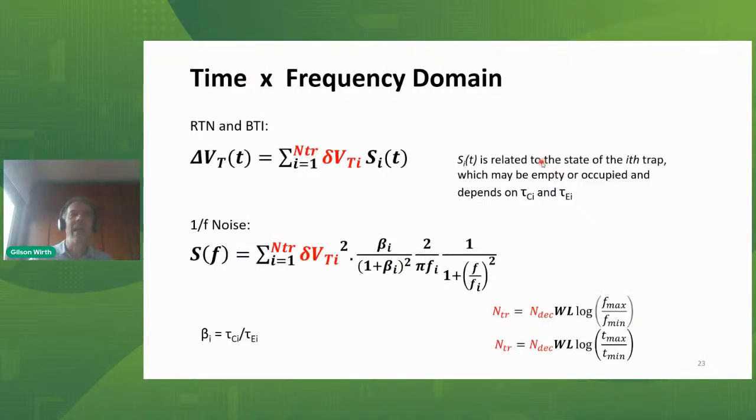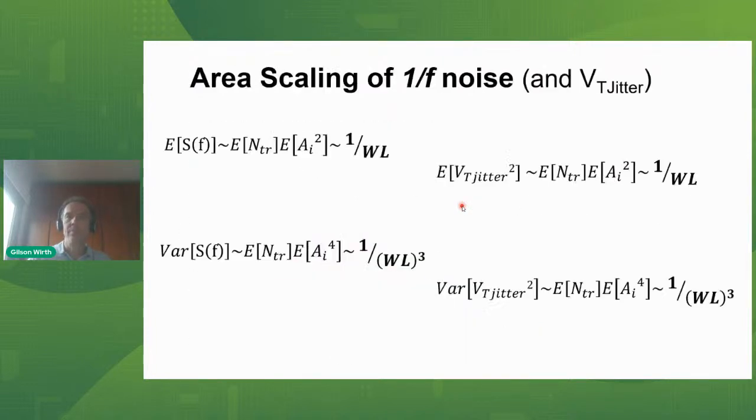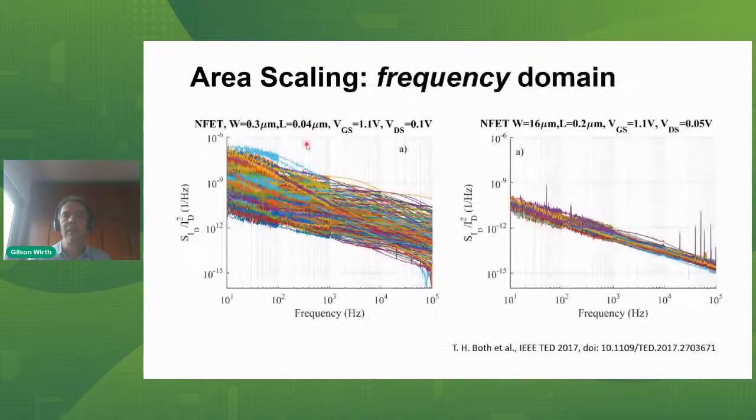Okay, and for frequency domain, we can also do the statistical modeling. You get to the conclusion that in frequency domain too, the average value of the noise increases with 1/area, but the variance of low frequency noise increases with 1 over the area to the power 3. So of course, time domain and frequency domain agree, as expected. And here you can see it. You have different measurements. Here is a small area device, not so small for nowadays, with a width of 300 nanometers and a channel length of 40 nanometers.